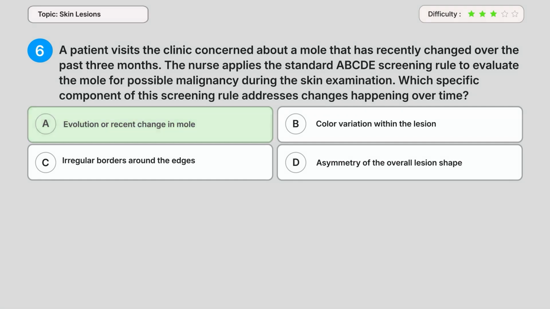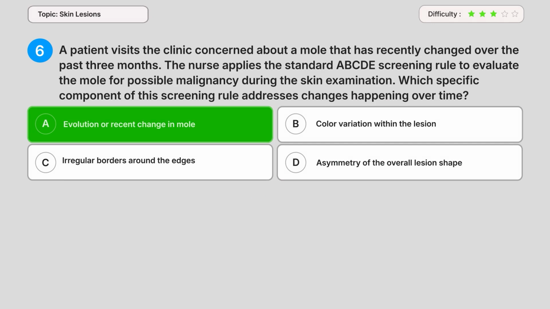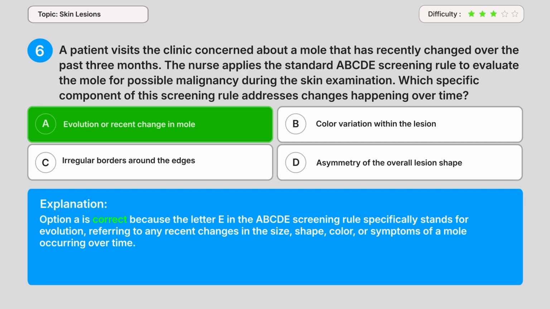Correct answer, A. Evolution or recent change in mole. Explanation. Option A is correct because the letter E in the ABCDE screening rule specifically stands for evolution, referring to any recent changes in the size, shape, colour, or symptoms of a mole occurring over time.